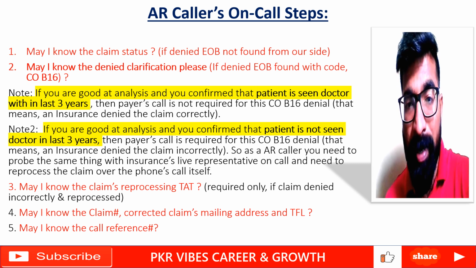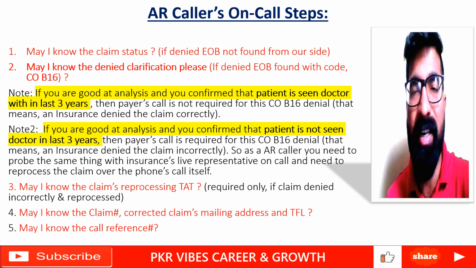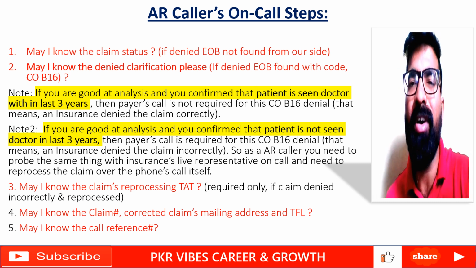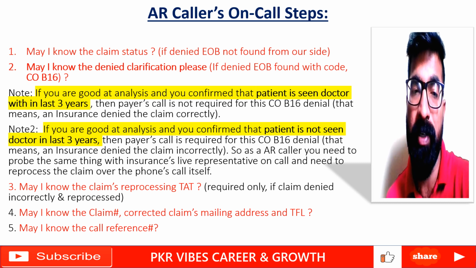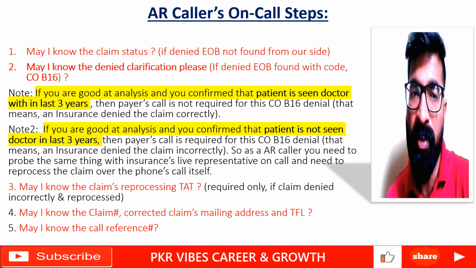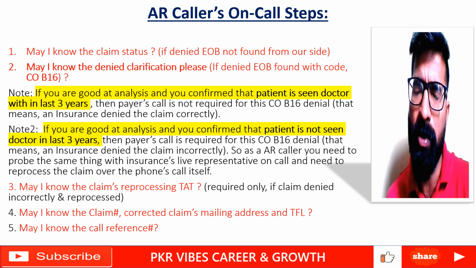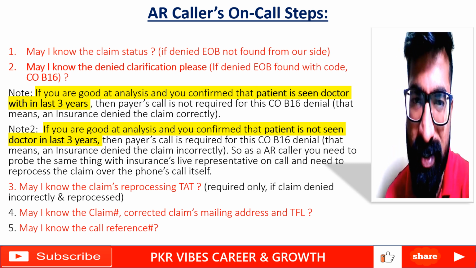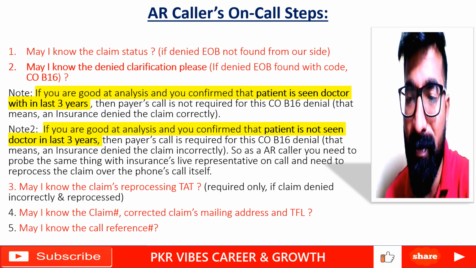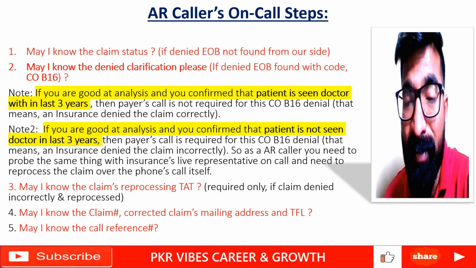Based on your searching information, they will tell you that the claim is received and denied, stating new patient qualification is not met. Their answer should be like that after you provide your searching information to the insurance representative. For example, you checked your internal clearinghouse portal or your software and confirmed that the claim is denied by the insurance stating CO B16, a denial for new patient qualification not met. Then your question is, may I know the denial clarification please.